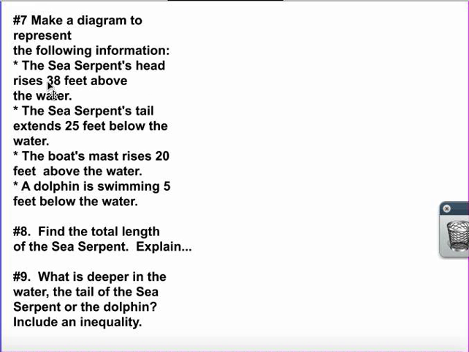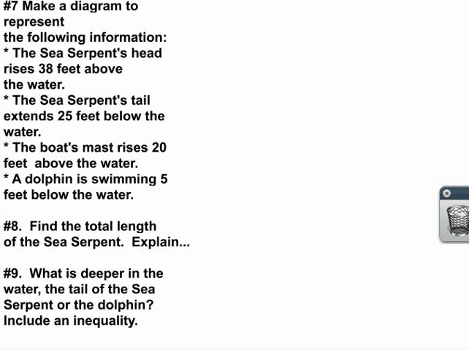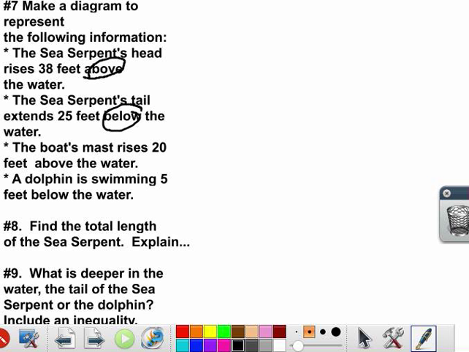The serpent's head rises 38 feet above the water. The sea serpent's tail extends 25 feet below the water, and so on. Now, when they're talking about a diagram, one way to do this is draw a number line. To draw a number line, we can think of it as a vertical number line because I see the words above and below. So I'll go ahead and draw a vertical number line.